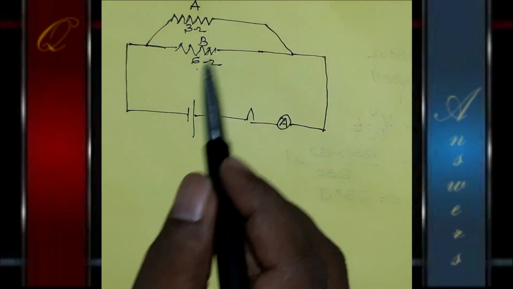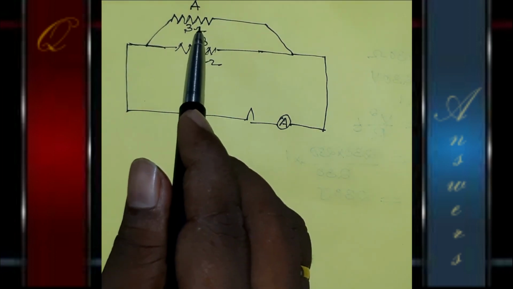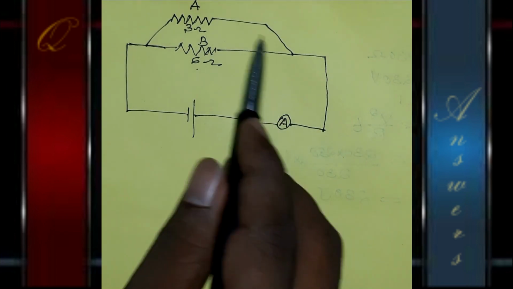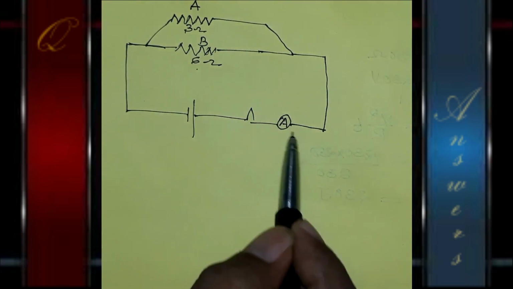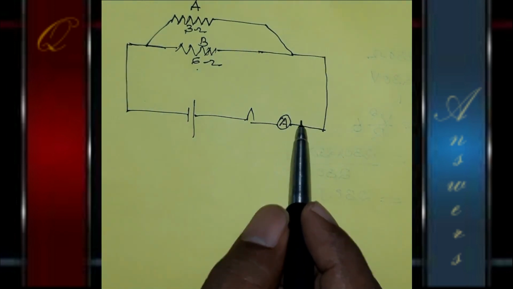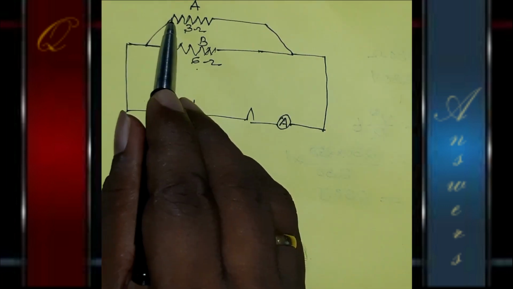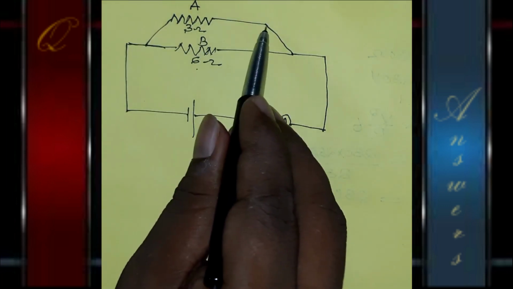This is the circuit diagram given. That is, two resistors A and B connected in parallel to this cell. An ammeter is here. Now the question is, what will be the electric current through the resistor A? What is the current through this resistor?